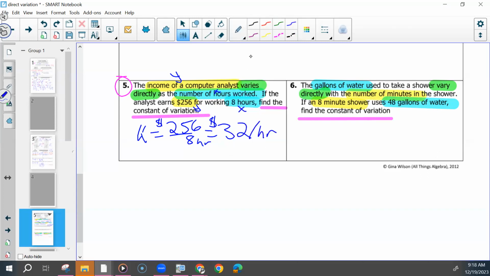So again, we're looking for K. How would we set that up for this one? That would be 48 gallons over 8 minutes. Give us 6 gallons per minute.